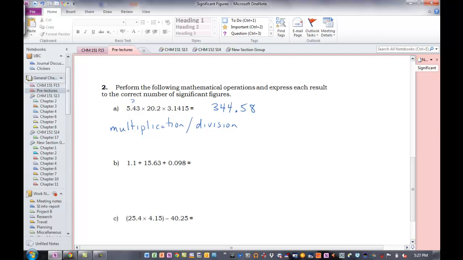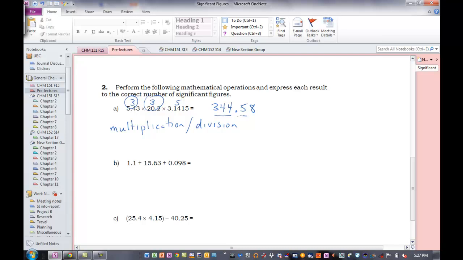This first one has 3. Second one has 3. Remember, interior zeros are significant. And the third one has 5. Okay. So we are going to carry the number of significant figures in whichever number has the fewest sig figs, which is 3. Okay? So multiplication and division is pretty easy. Just look for whichever number has the fewest, that's what we carry. So we're only going to carry 3.